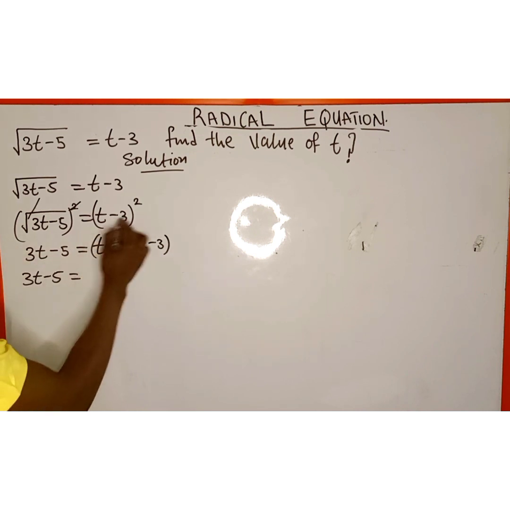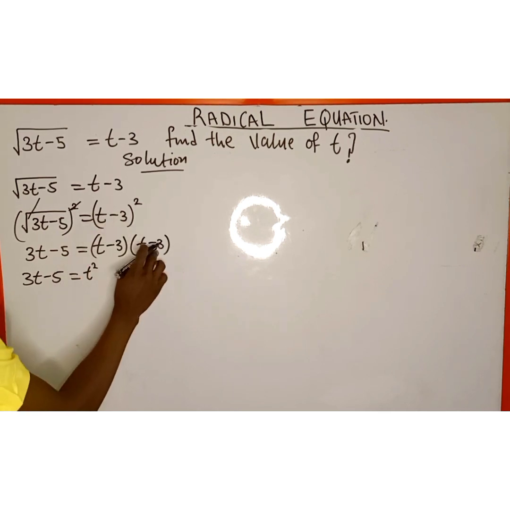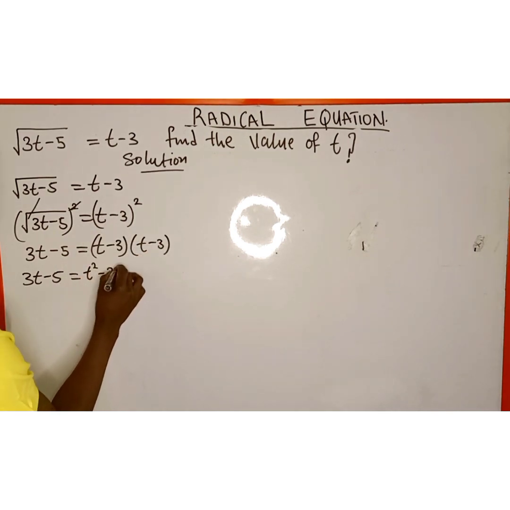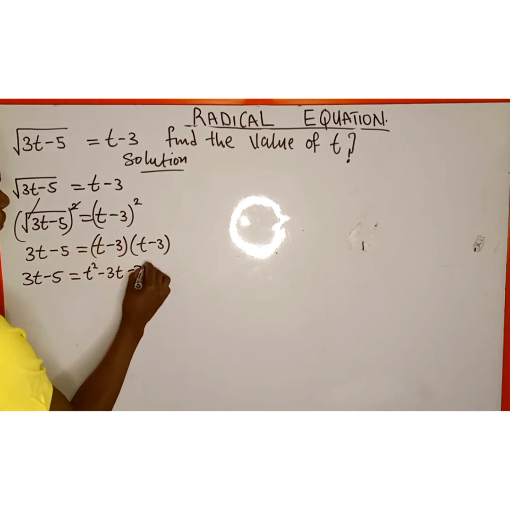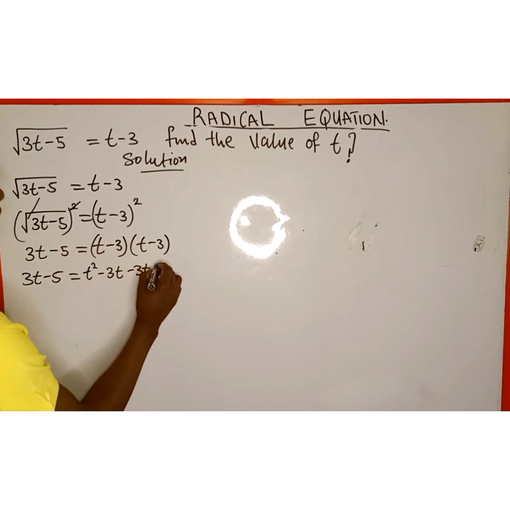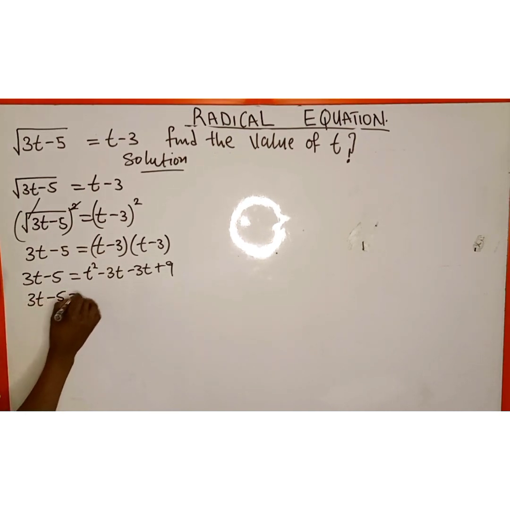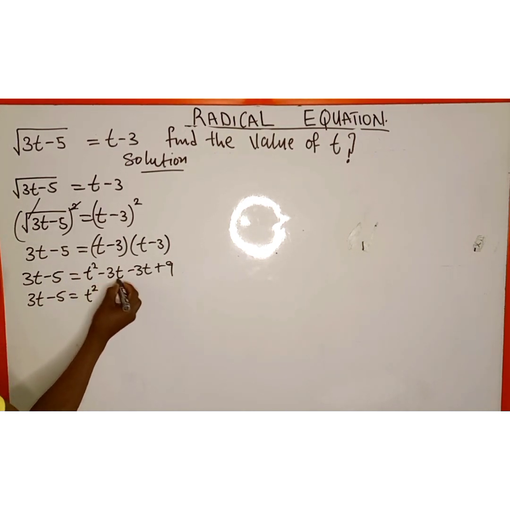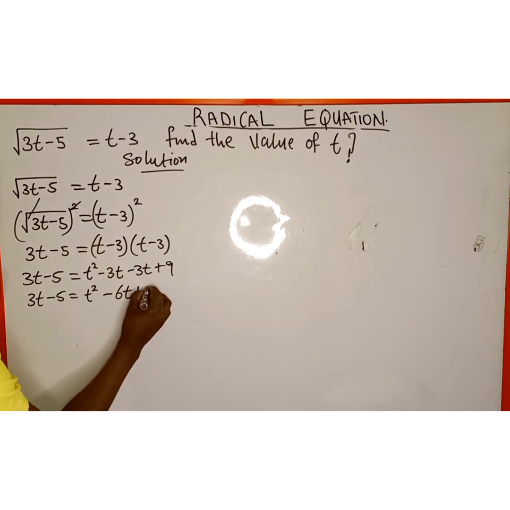So t multiplied by t will give me t squared. t multiplied by minus 3 will give me minus 3t. So we are done with this t. Negative 3 multiplied by t will give me negative 3t. Then negative 3 multiplied by negative 3 will give me positive 9. So in the right hand side, we have t squared, and negative 3t minus 3t, we can subtract them from each other because they are like terms. So negative 3t minus 3t will give me negative 6t, then positive 9.